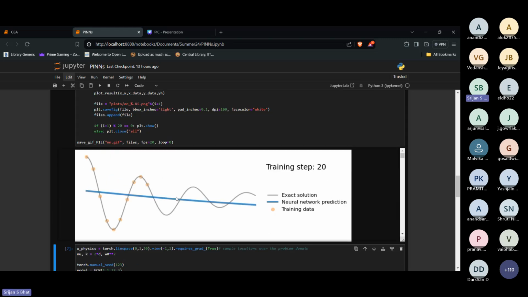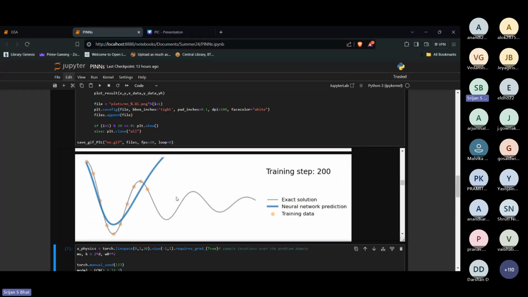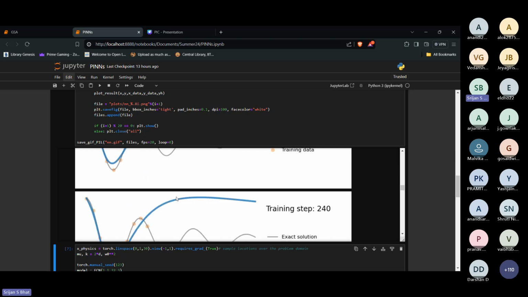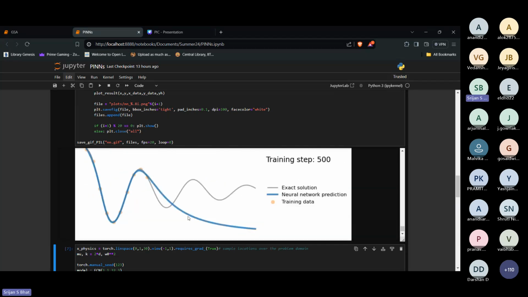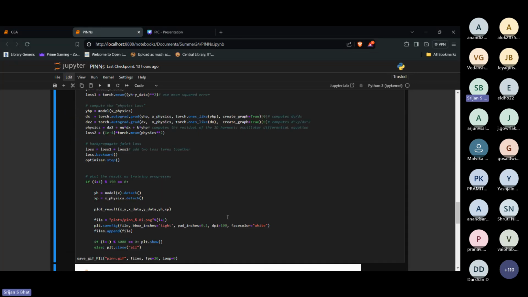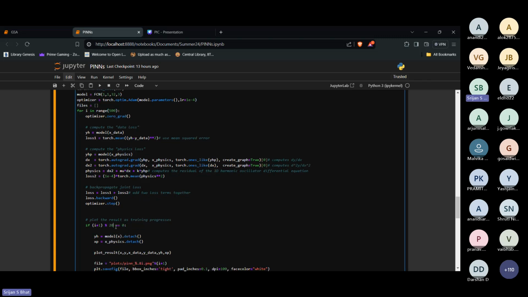So you can see it starts off as nothing but a straight line, and then it starts bending, and you can see that by 200 steps it has almost formed this part of it. And then after a certain point it will not move much. It will be very much stagnant. While the physics one needs 20,000 steps here. The sine will say, let's have again 500 steps with 20 and still.